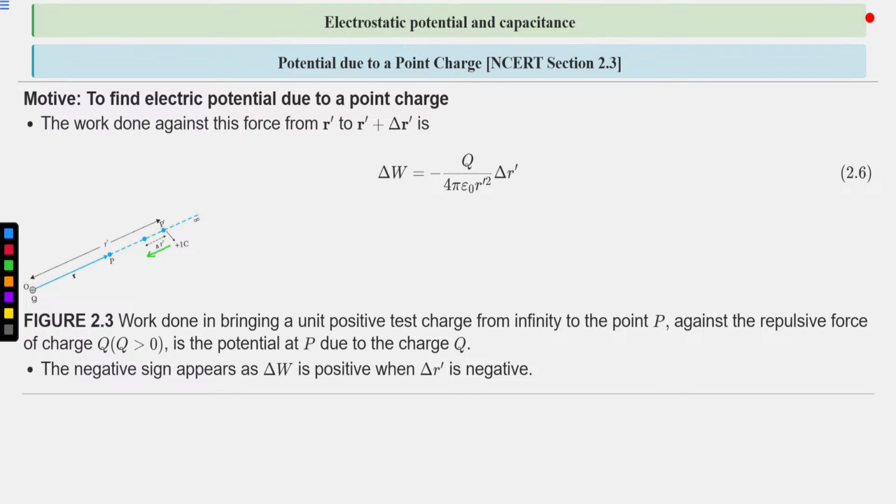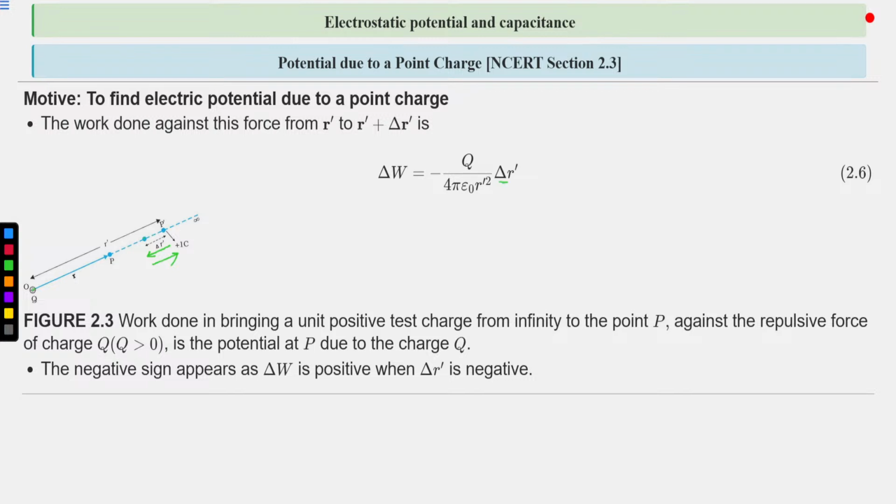So distance will reduce. Final distance will be from this O to this, and initial distance was from this O to P dash. So final minus initial will be negative. This delta r dash will be negative. If we are moving in this direction, then work will be positive. If we are moving in the opposite direction, then delta r dash will be positive and work will be negative.